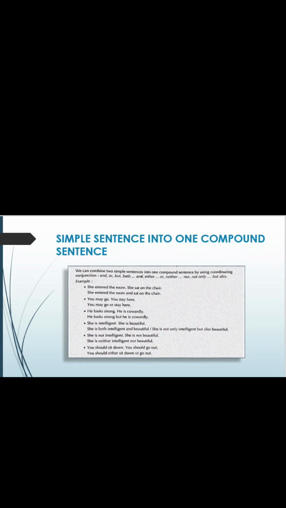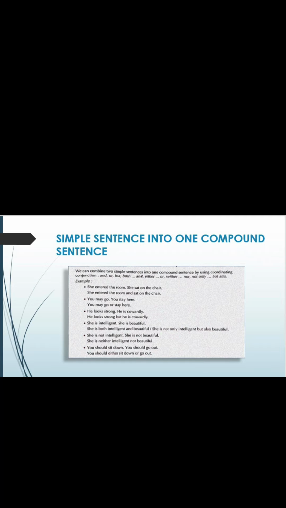And the next one would be: you should sit down, you should go out. Then what would I say? You should either sit down or go out. So you see, these are various ways of converting two simple sentences into one compound sentence, right?